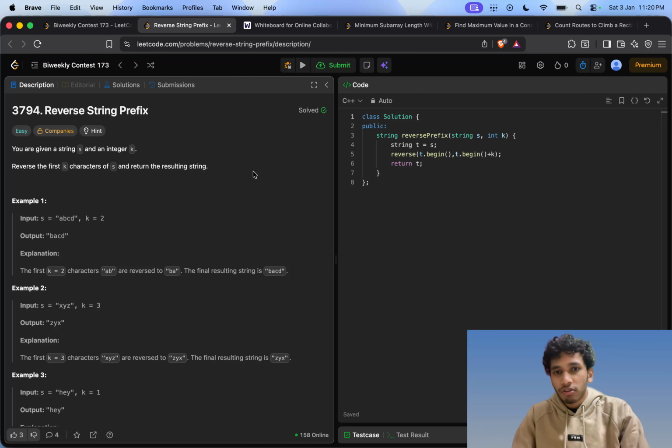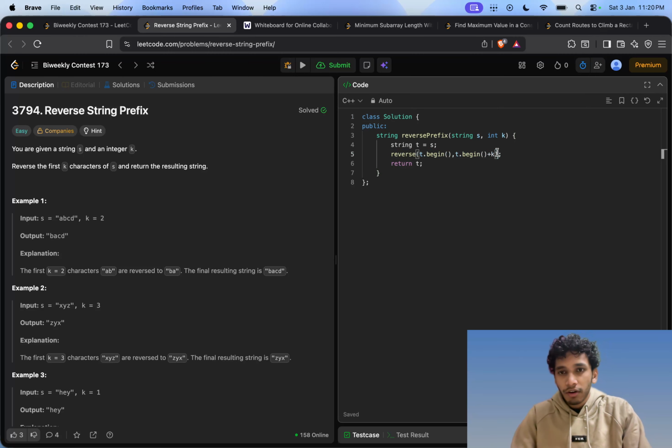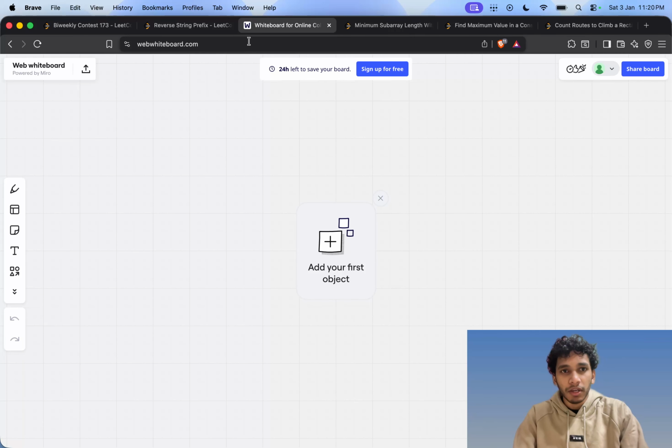The first approach is writing a for loop for k by 2 length, that is up till the middle of the k portion of the string, and reversing the corresponding letters. But this is a little time taking process. We already have a predefined function for this in C++ STL, which is the reverse operator. So let's learn how to use this reverse operator.